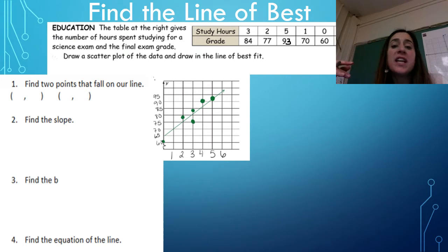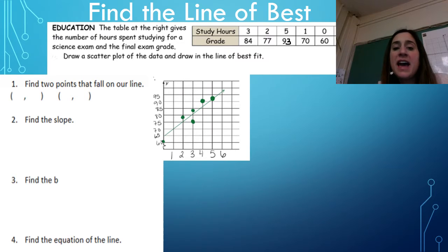So what we're going to do today is find the line of best fit. First I'm going to read the problem and then explain what I already did. The table at the right gives you the number of hours spent studying for a science exam and the final exam grade. Draw a scatter plot of the data and draw in the line of best fit.